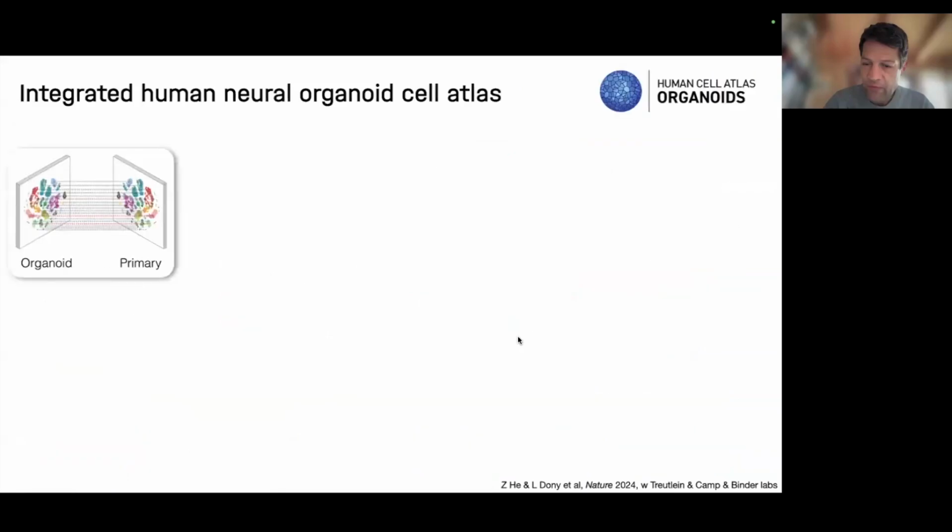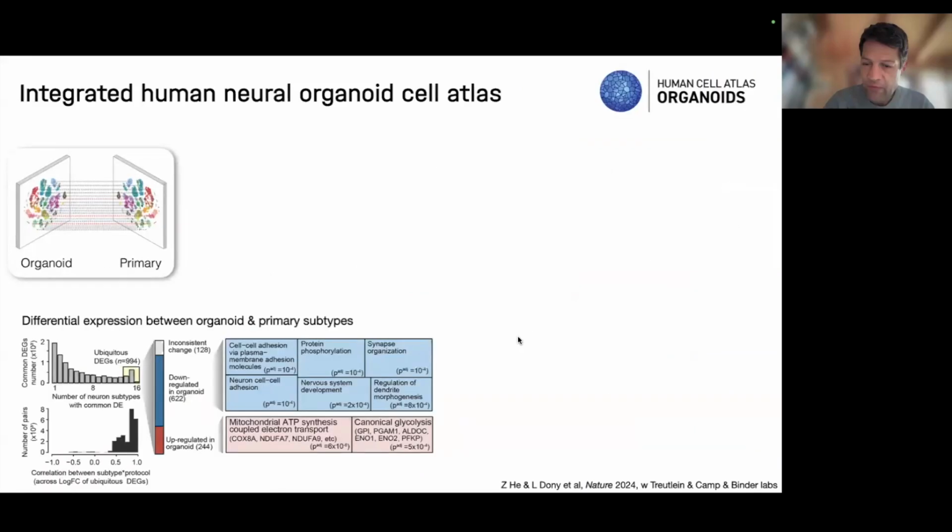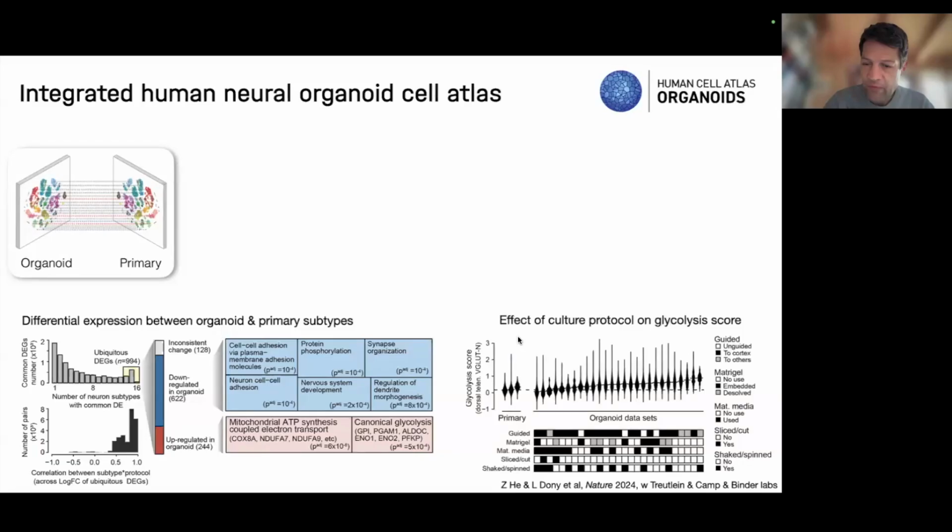So we just mapped the organoid data to the primary one. And then we, for example, compare what's different. And you see there's a bunch of pathways downregulated in the organoids. Like cell adhesion is not as good, but some type of ATP synthesis is upregulated because they need more energy, because they don't have any innervation or something like that. They don't get any vascularization. And what you see is across these different organoid data sets, this glycolysis score actually differs. Some of them are better than others. This tells you that the way to make them influences some of these covariates.